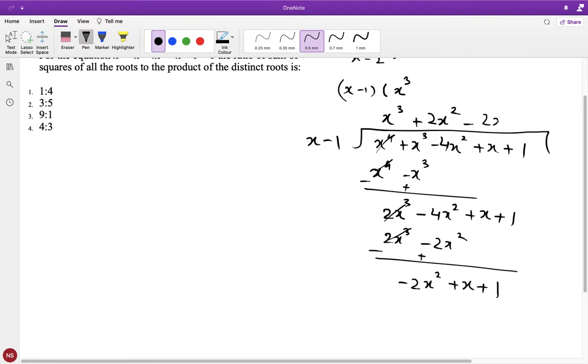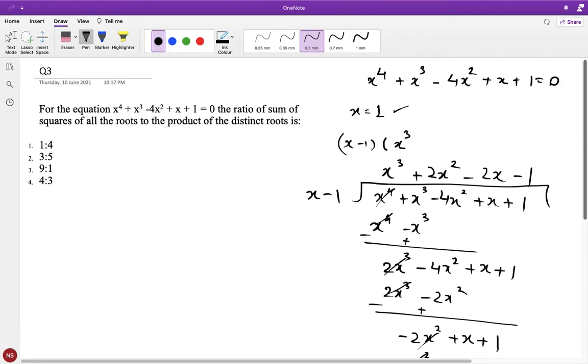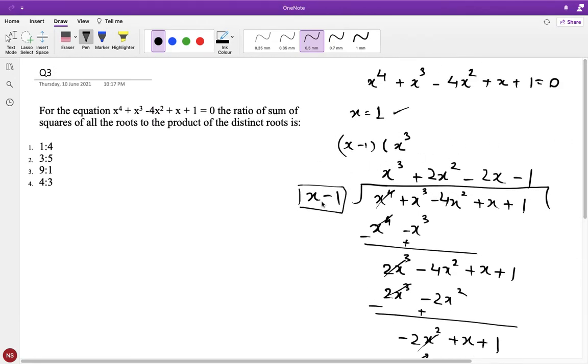So what will you get? 2x cube minus 2x square, subtract, cancelled, minus 2x square plus x plus 1. Again you will get minus 2x. So minus 2x square plus 2x. This is cancelled. You are left with minus x plus 1. When you do minus 1 here, you get minus x plus 1, cancelled. Since 0 is the remainder, we know that x minus 1 is a factor. We already knew x minus 1 was a factor. So you can write it as x minus 1 into x cube plus 2x square minus 2x minus 1.